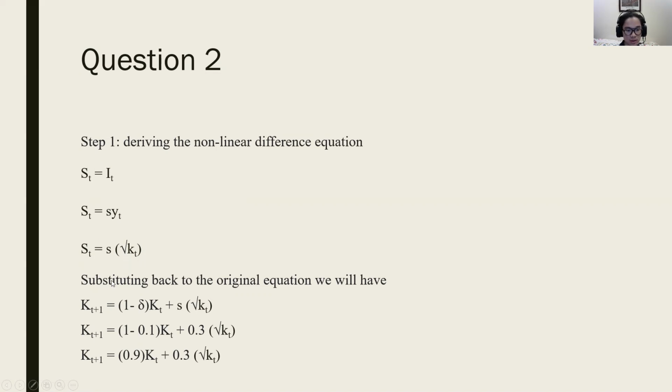Now, substituting back into the original equation, we will have K_{t+1} equals (1 minus delta) K_t plus s times the square root of K_t. We also know delta and s here, 0.1 and 0.3 respectively. We will have K_{t+1} equals 0.9 K_t plus 0.3 square root of K_t.